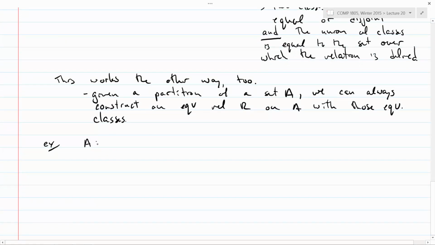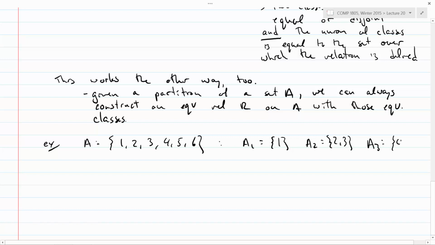Let's say we have this set A, and it's 1, 2, 3, 4, 5, 6. And notice I haven't said anything about relations yet. I'm just talking about the set. And I'm going to partition it into A1, which is {1}, A2, which is {2, 3}, and A3, which is {4, 5, 6}. So A1, A2, A3 is a partition of the set A because all of them are either equal or disjoint, and if I take the union A1 union A2 union A3, I get back A. So this really is a partition.